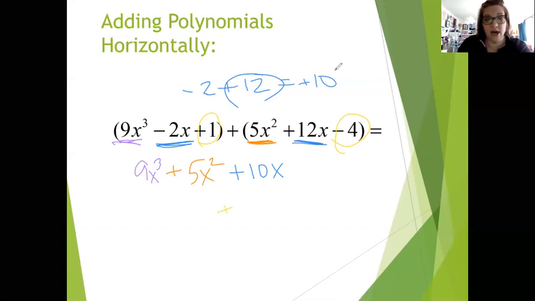And then I have positive 1 minus 4. Again, they have different signs. I'm going to find the difference between them, and the bigger number gives the answer its sign.